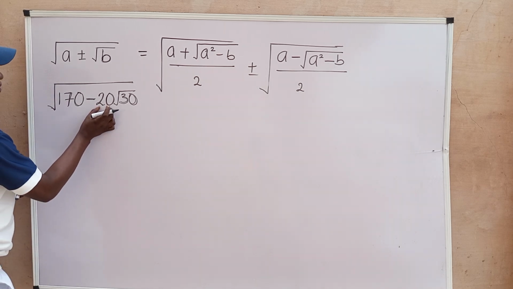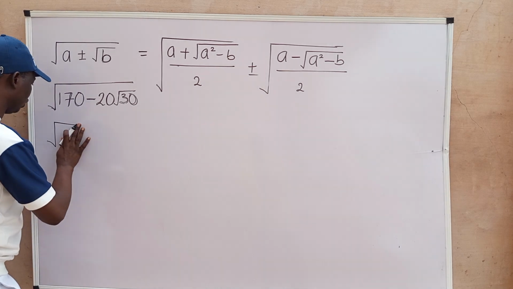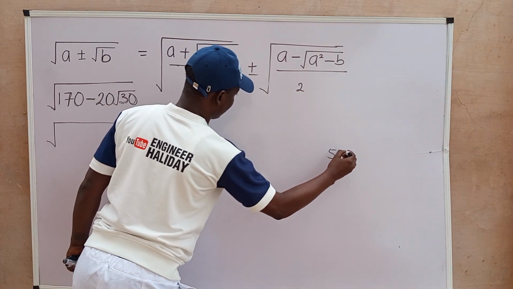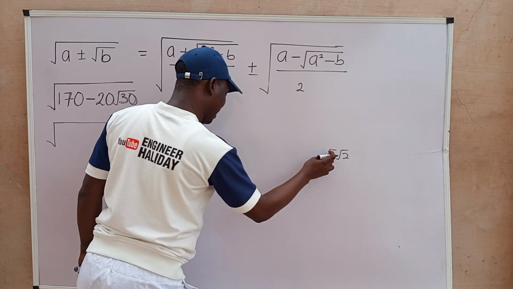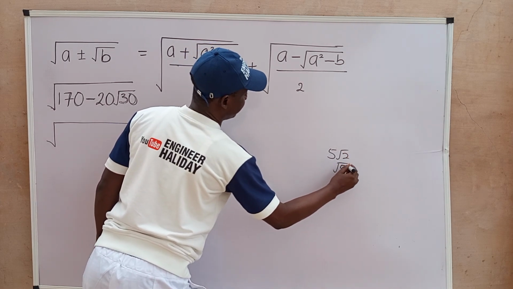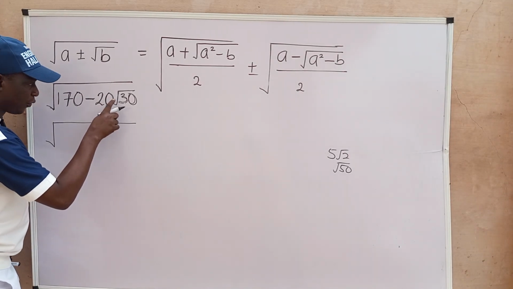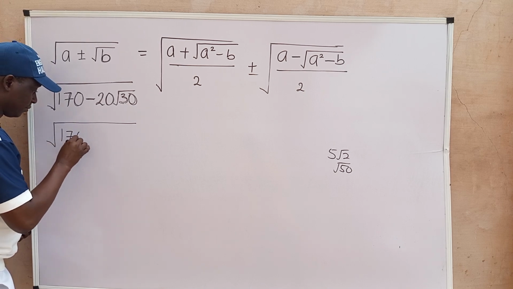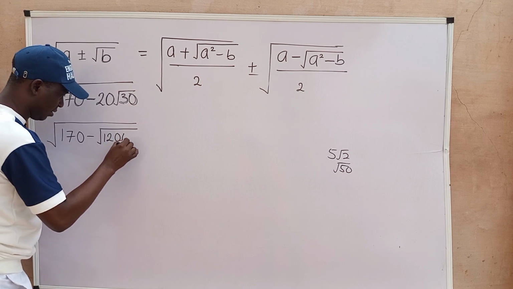Now, let's take this 20 into the root. Don't forget, just like when you have 5 root 2, you can take this 5 into the square root by multiplying by 5, another 5. Then it will now be 25, and 25 times 2 will now be root 50. So that's what we'll do. 20 square is 400. 400 times 30 will give us 12,000. So we can write it like this: square root of 12,000.